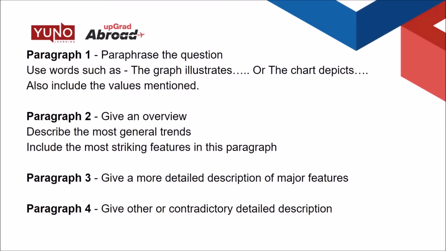Overview means you just mention the general trends, the most general trends. You do not give detailed description in paragraph 2. You do not mention the values also in paragraph 2. And include the most striking features over here. So whichever are the most striking features, you give detailed description of those features in paragraph 3.